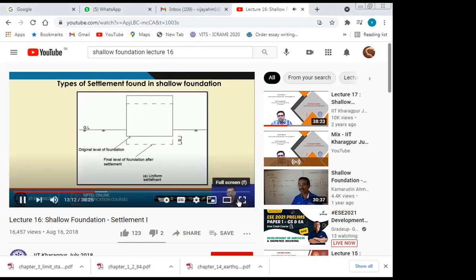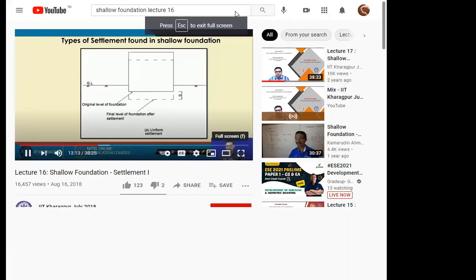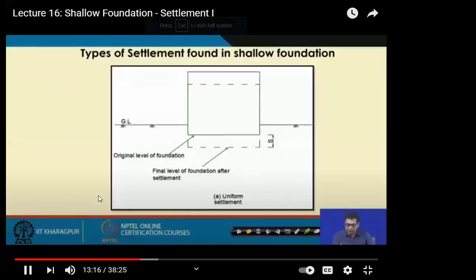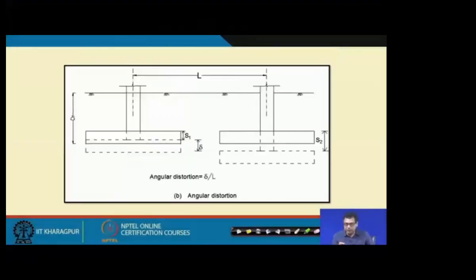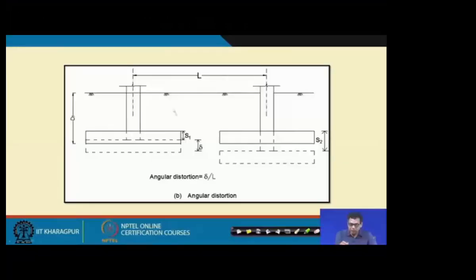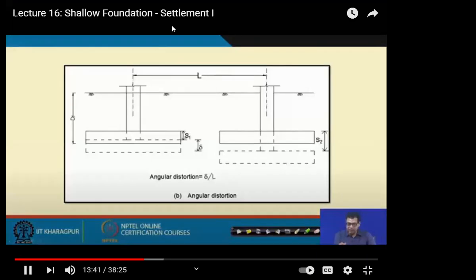Uniform settlement, or you can say this is the total settlement also. So that is the uniform settlement. The next one: if you have two columns and two individual foundations, there is a possibility, because the load on the two columns is not the same, that both columns may deform in different ways. So in that case, suppose this is the original position of the foundation top, and this is the final position.